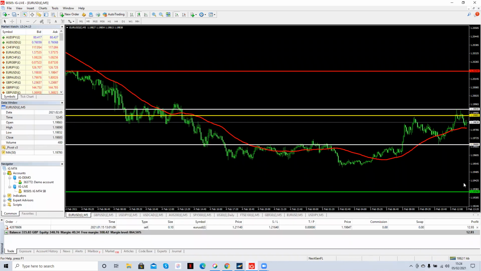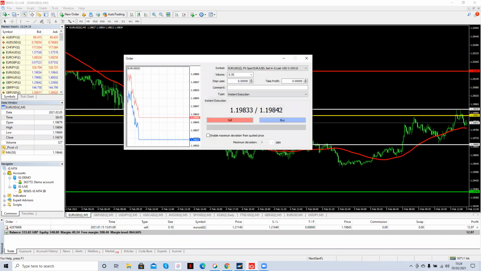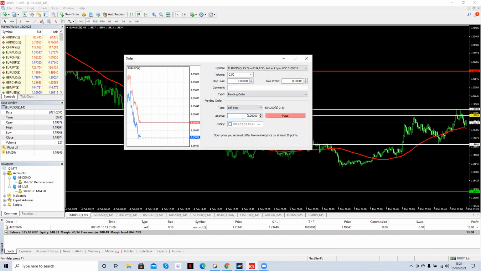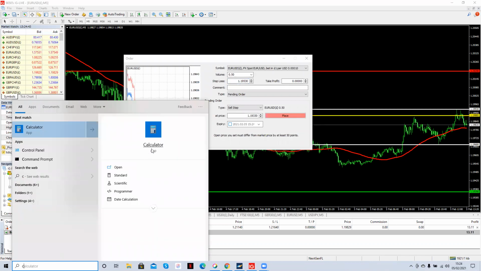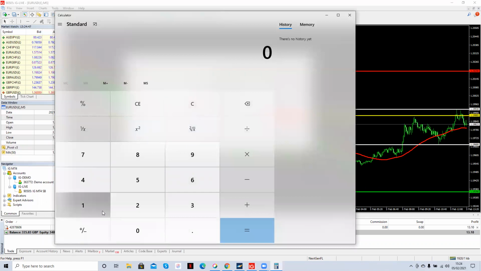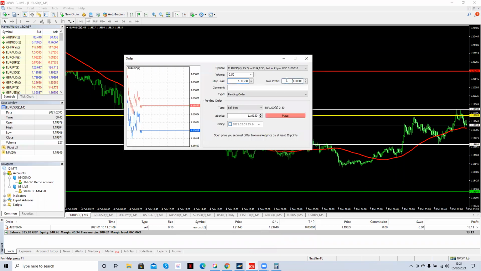So let me go back to IG. So 2 pips below that to be 1.1933. Actually, it's almost 5 minutes to go now, so let's do it. 1.1933, 2 pips below that. So stop loss 20 pips, 1.1953. And then 60 pips profit limit. Let me get my calculator out. 1933 minus 60, so that's 1.1873.